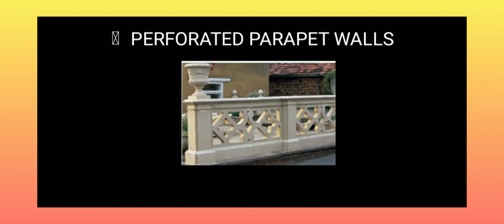The second is the perforated parapet wall. It is also an extension of the wall like the plain parapet, but the extended wall portion is perforated with different sized openings. To consider the aesthetic appearance of the structure, they may be circle, flower shape, etc.